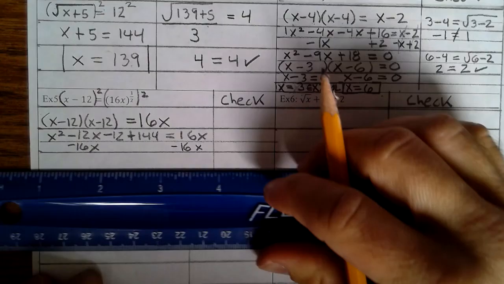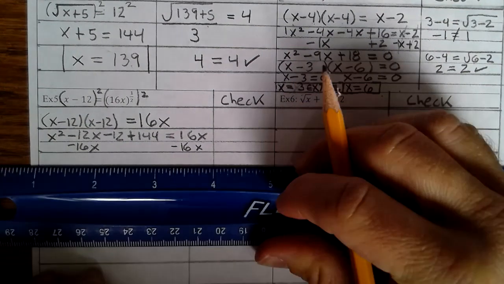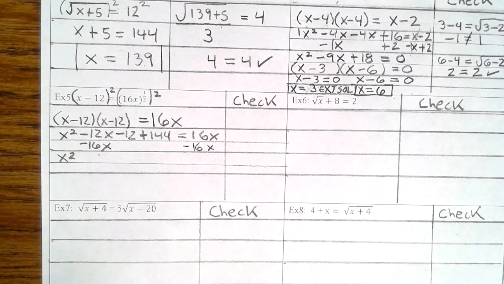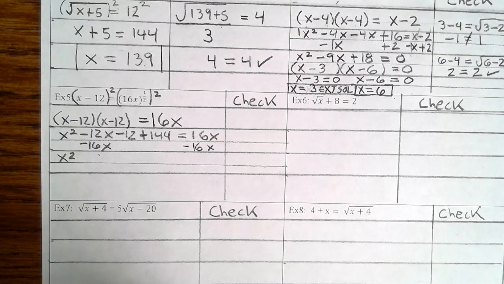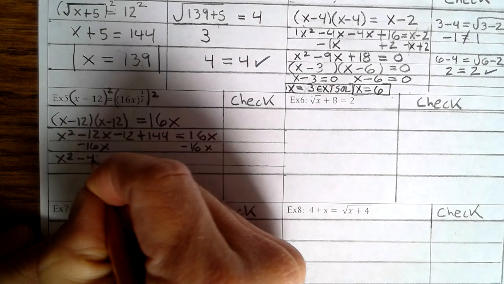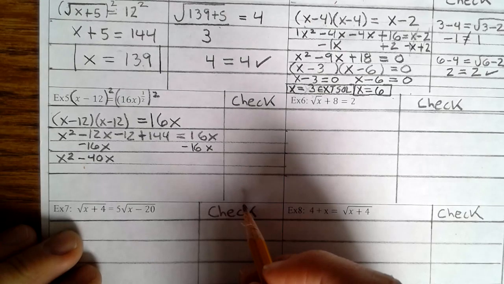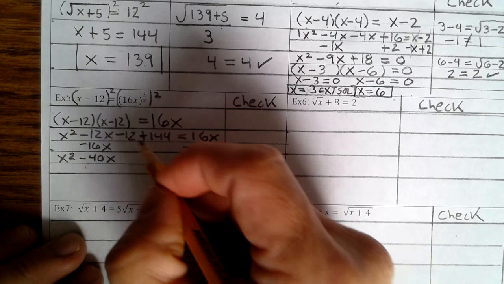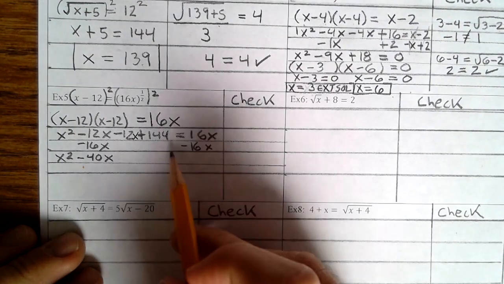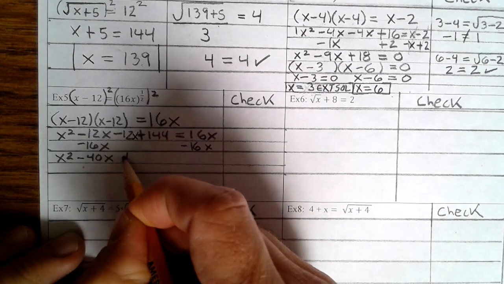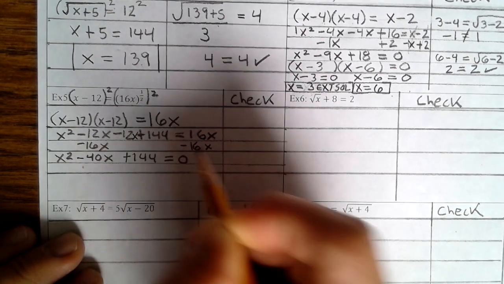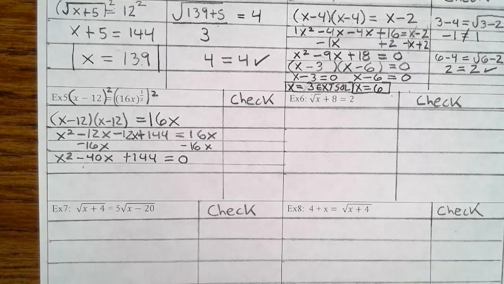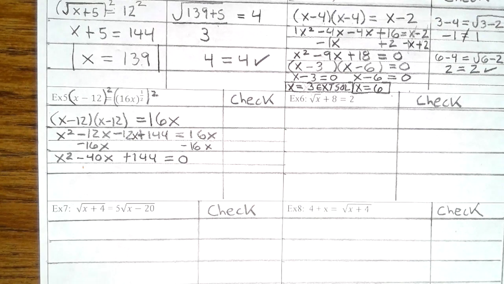Okay, so then that's x squared minus, negative 12 minus 16 is minus 40, so minus 40x. And then, oh, almost, I forgot an x right there. Okay. And then plus 144 equals 0. Okay. So now, we need to find all the combinations that multiply to be 144 and combine to be negative 40.